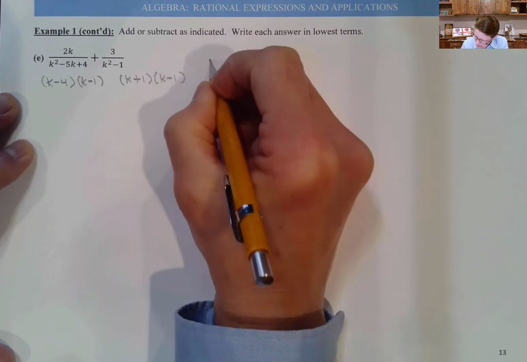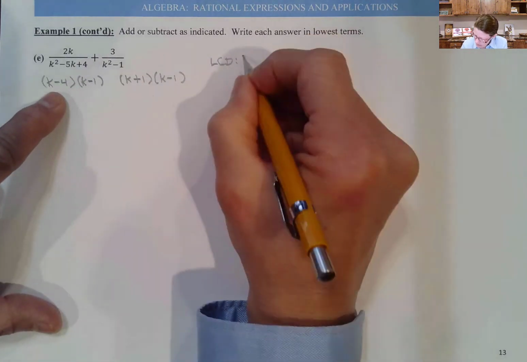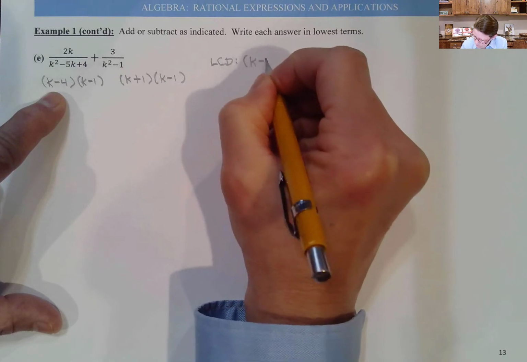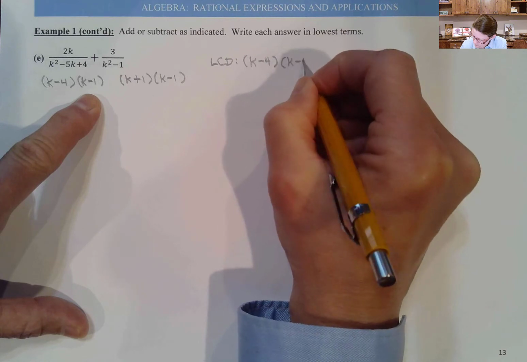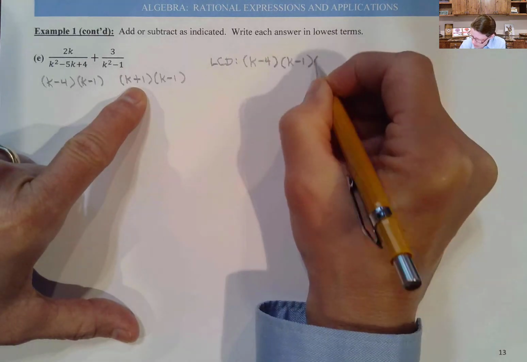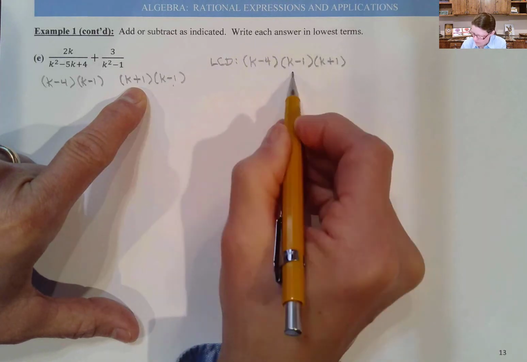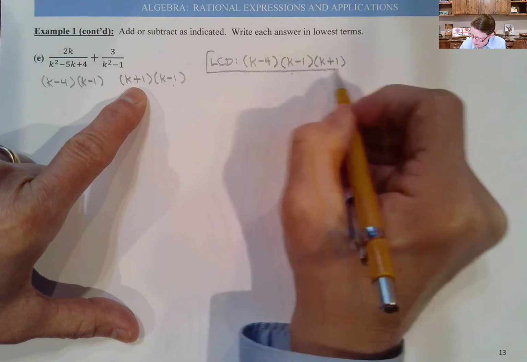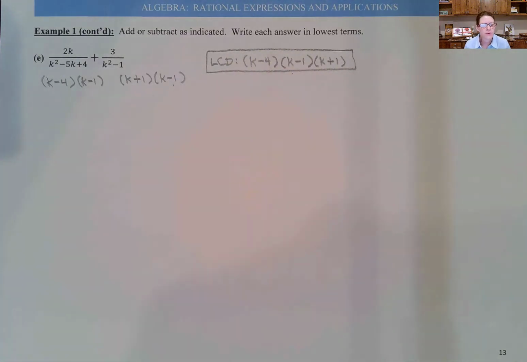Now our LCD contains every factor that we see. We see k minus 4, k minus 1, and we see k plus 1. We see that k minus 1 again, but we've already gotten it, don't we? LCD contains every factor that you see, along with greatest exponents.